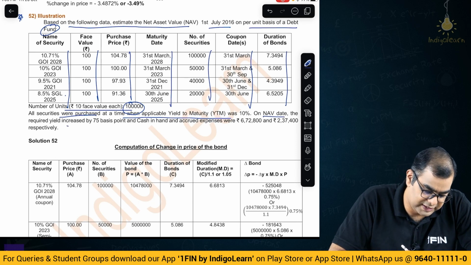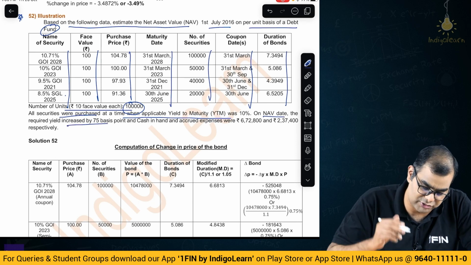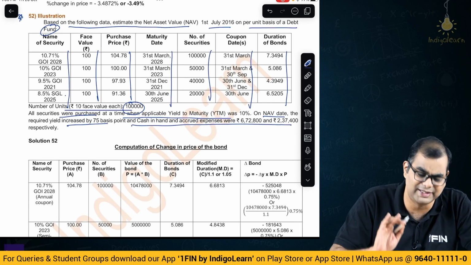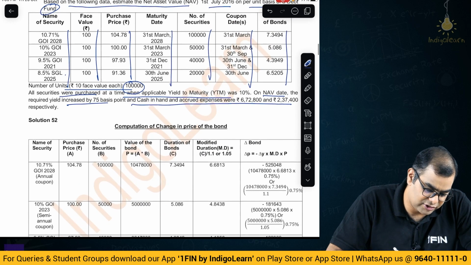On NAV date, the yield increased by 75 basis points. If yield increases, price comes down. And cash in hand and accrued expenses were 6,72,000 and 2,37,000. This we will see later. Now, what is it that you are supposed to compute?